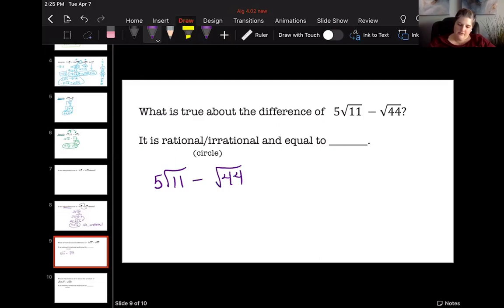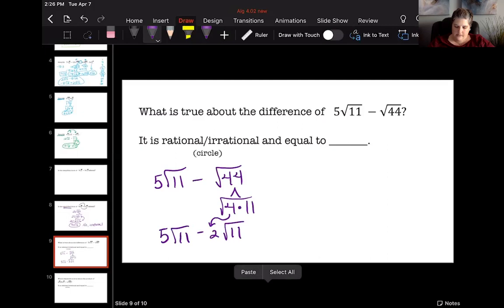Okay, anyway, so we have 5 square root of 11 minus the square root of 44. So remember, we can only subtract them if they have the common number underneath. So we have to break up this 44 into a perfect square, which is 4, times the not perfect square, which is 11. So 2 comes out front after you take the square root of 4, and 11 stays under. And then you get 5 square root of 11. So now we can actually subtract the front numbers. So that's 5 minus 2, which is 3. And the square root of 11 stays there. So your answer would be 3 square root of 11.